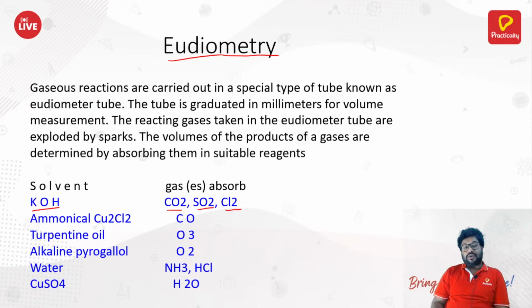Ammoniacal cuprous chloride is used for dissolving the gas CO, carbon monoxide. Then you have turpentine oil. Turpentine oil is used for dissolving ozone gas. Then you have alkaline pyrogallol. Alkaline pyrogallol is used to dissolve oxygen gas.